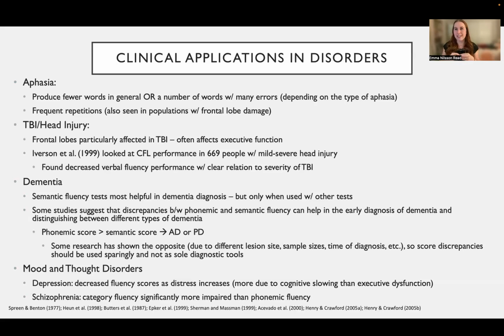In depression, they see decreased fluency scores as distress increases. So as the depression gets worse, the verbal fluency decreases. And they think that that's more due to cognitive slowing in general, rather than specifically executive dysfunction. And also in schizophrenia, they saw that category fluency was significantly more impaired than phonemic fluency.